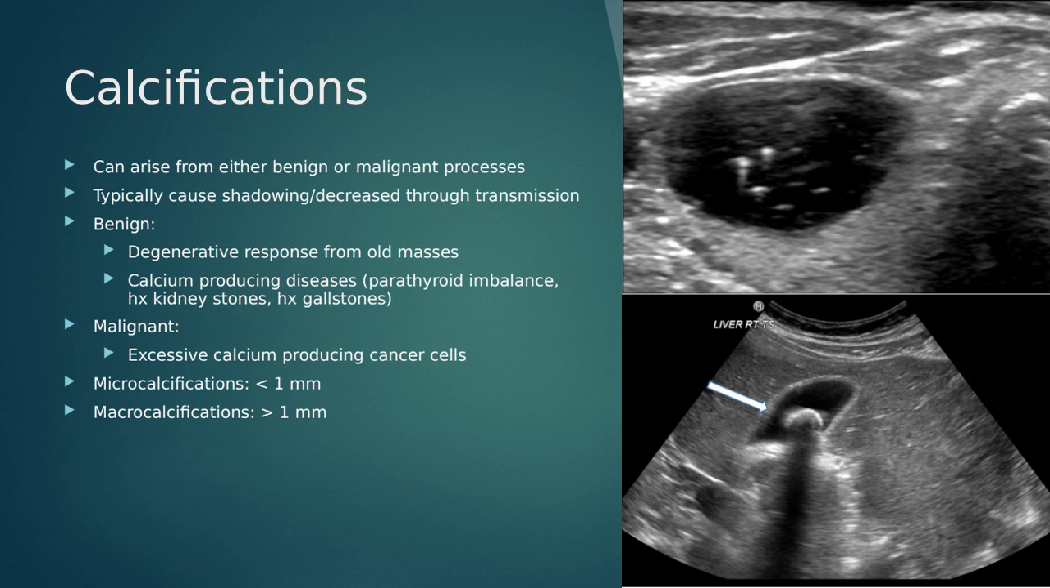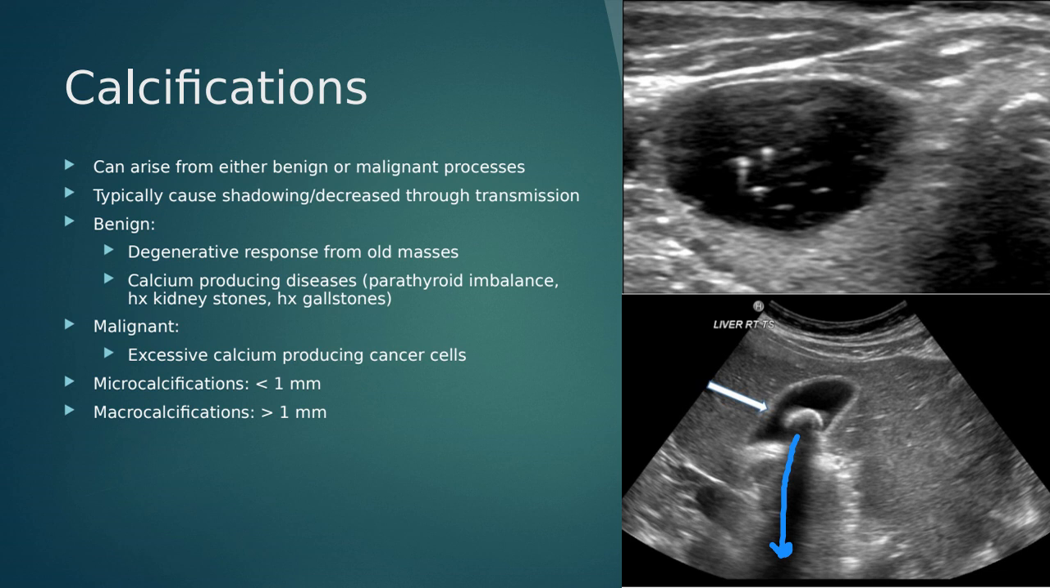Now if we look at our pictures here, picture on the bottom, this is a gallstone, so this is going to be a big calcification, very hyperechoic, very dense. We know it's going to produce shadowing, decrease through transmission. Picture on the top here, these are microcalcifications within a mass. So these are very, very, very small, and they kind of give like a starry appearance to them. These produce a comet tail appearance.